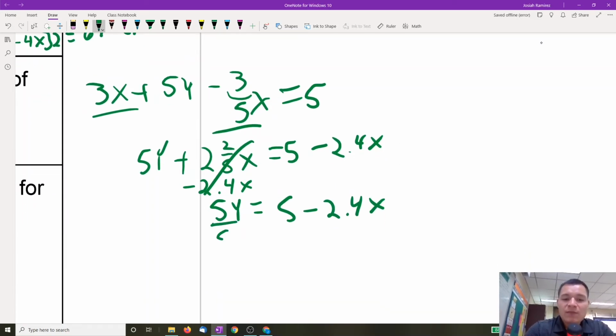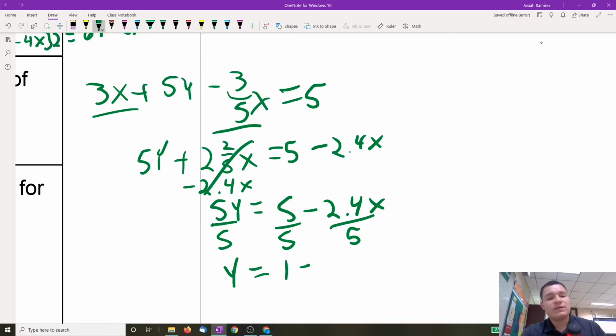If we divide by 5 so that we get y by itself and have this in slope-intercept form, we'll get 1 minus, let me use my calculator, 1 minus 0.48x. This number that's multiplying x is our slope.